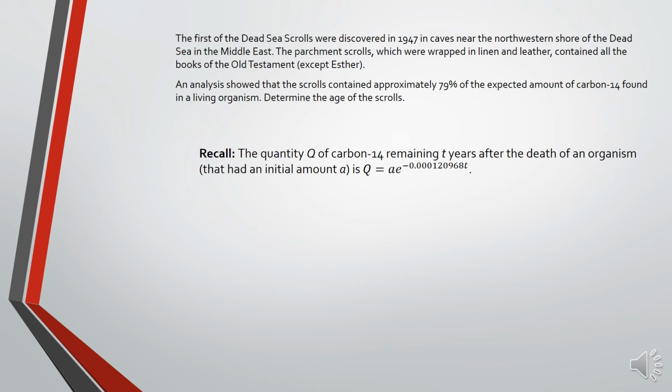Formula that we used in the last problem. So we have Q equals A times E raised to the negative 0.000120968 times T. Remember, Q is the quantity remaining, the quantity of carbon-14 remaining. A is the initial amount of carbon-14 that was present, and T is the years after the death of an organism.